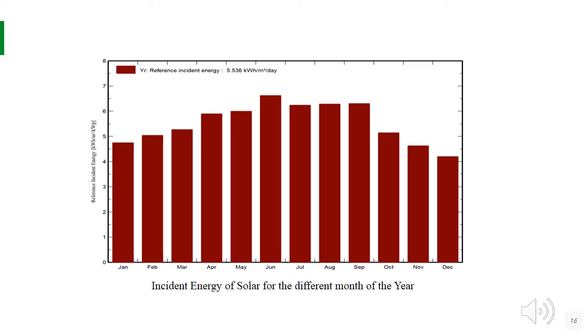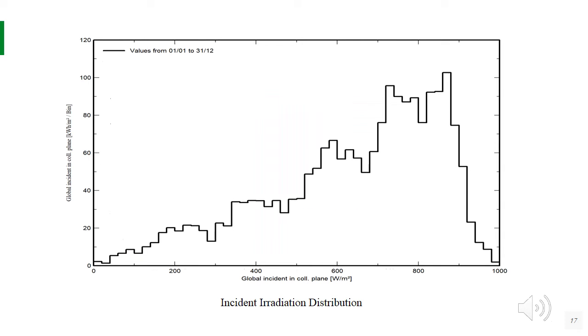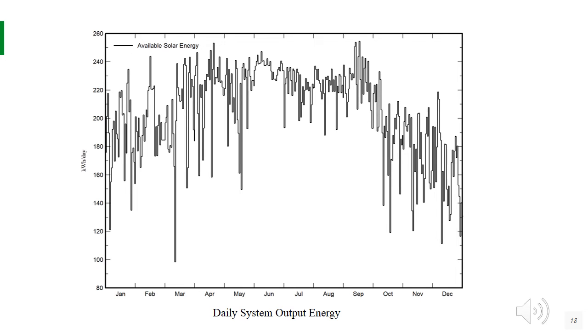This figure also illustrates the incident irradiation distribution for the PV system side, which most of the time is greater than 600 watts per square meter, which is appropriate for producing energy around the solar panel rated power. Here we can see the incident irradiation distribution graph. And now we can see the daily system output energy graph.